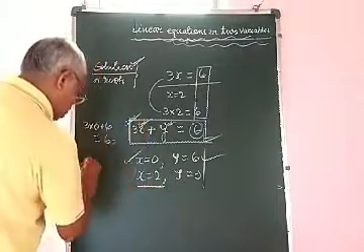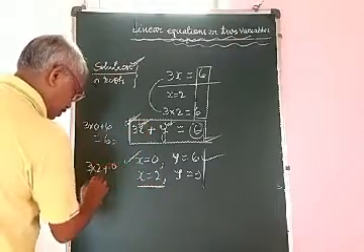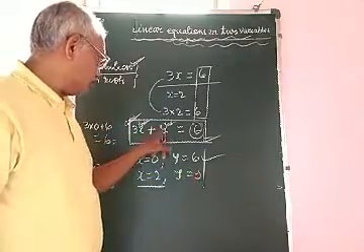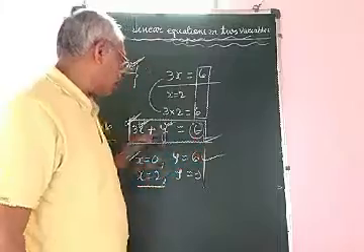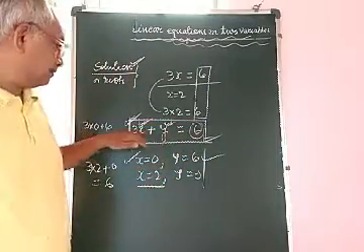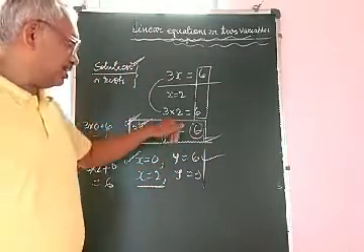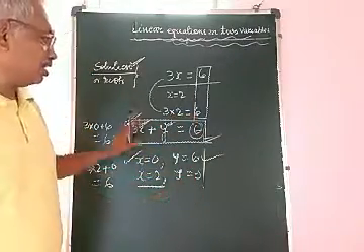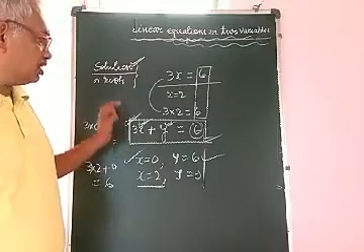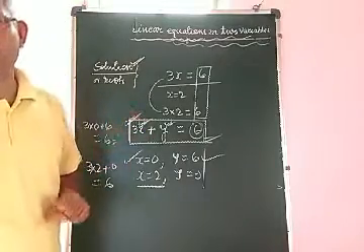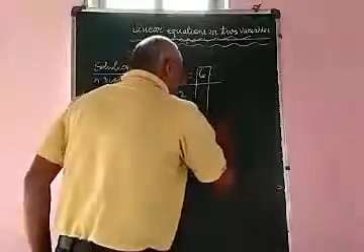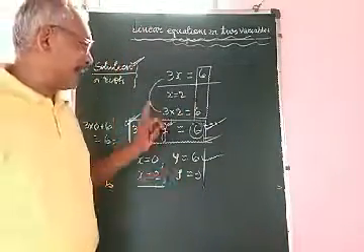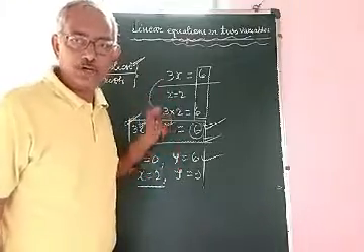Now, 3 into 2 plus 0 is also 6. So x is equal to 2 and y is equal to 0 has also satisfied the given equation 3x plus y is equal to 6. So x is equal to 2 and y is equal to 0 is a solution of the given equation. So here we find that linear equation in two variables has infinitely many solutions.